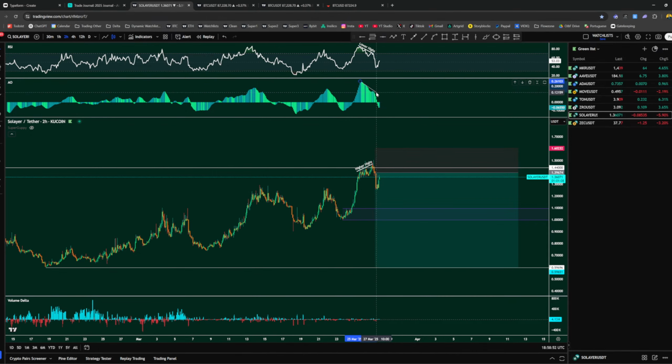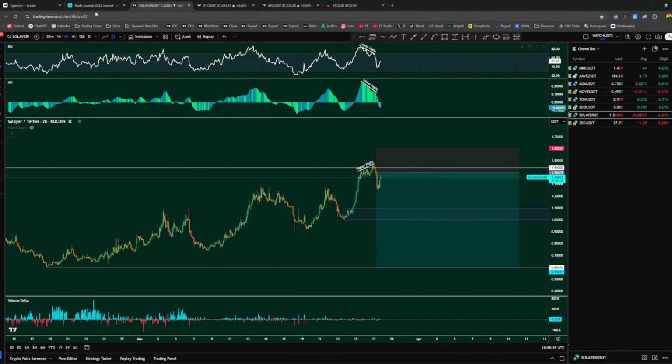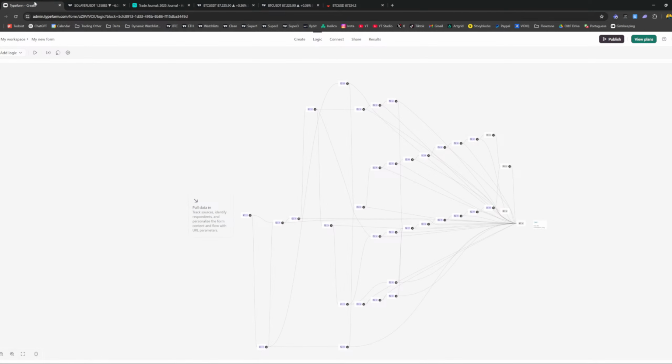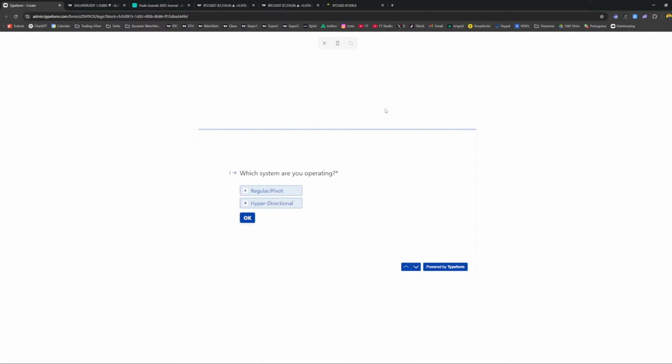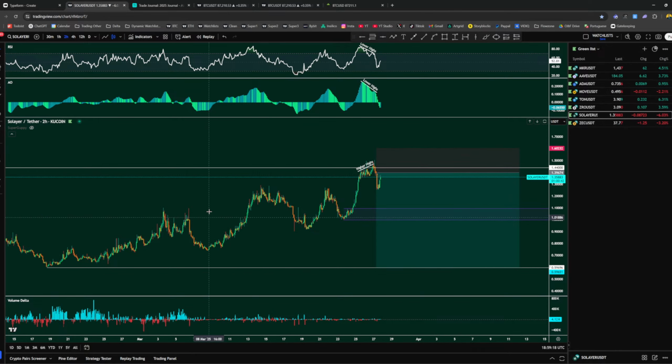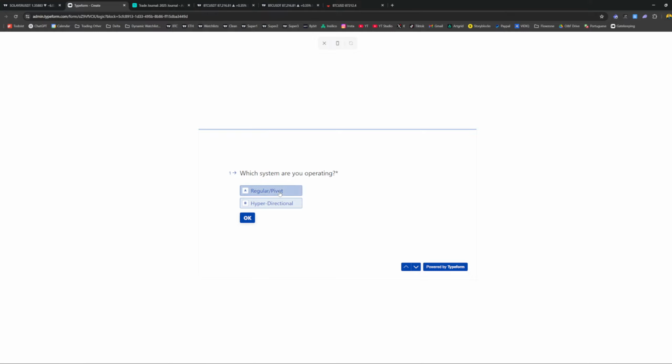And we can run through this, and I'll show you what those flashcards look like, okay? So let's just put it over here. Right, so to run the system, you just click preview here. Okay, so which system are you operating? If we go look at this, this isn't the hyper-directional breakout system, right? This is the regular system, okay? So regular pivot.